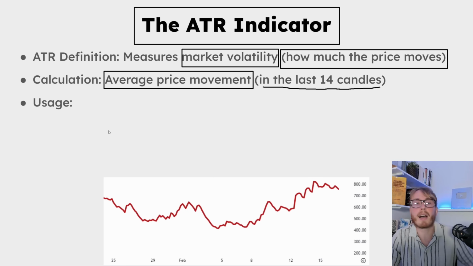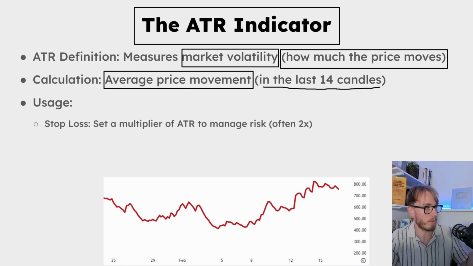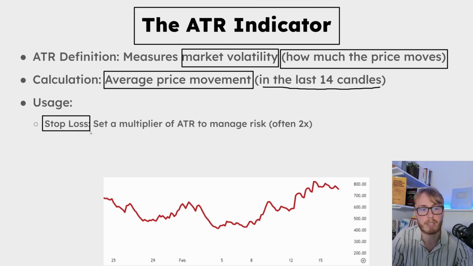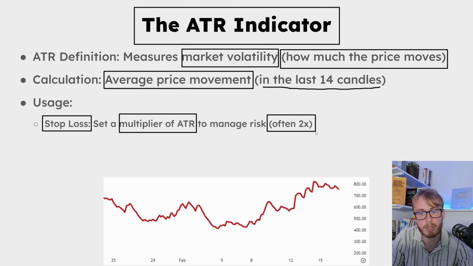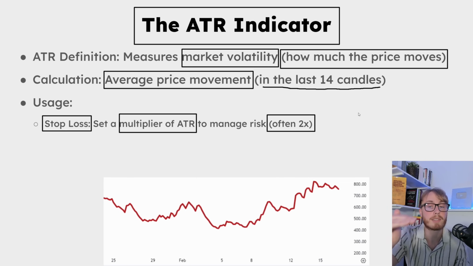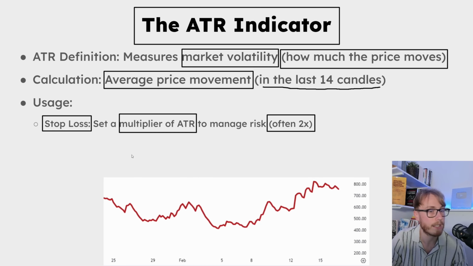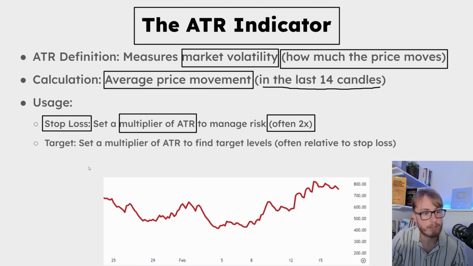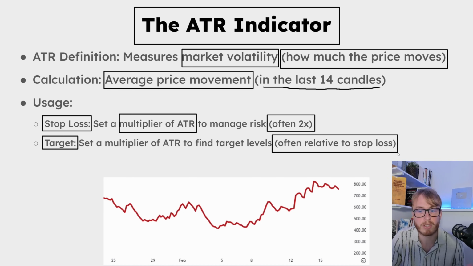But now let's take a look at how we use the ATR. Well, one use case is to calculate the stop loss. Here you can use a multiplier of the ATR to manage risk. Different traders will use different values, but a common way is to set your stop loss at 2 times the ATR. You can also use the ATR to find target levels. And once again, you can set a multiplier of the ATR to find your target levels, and this is often relative to the stop loss.